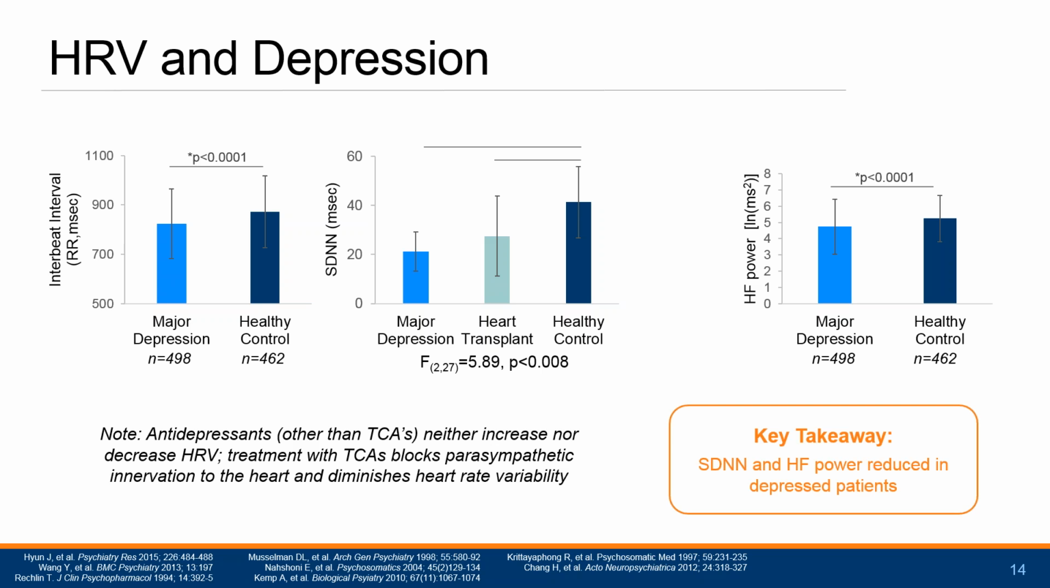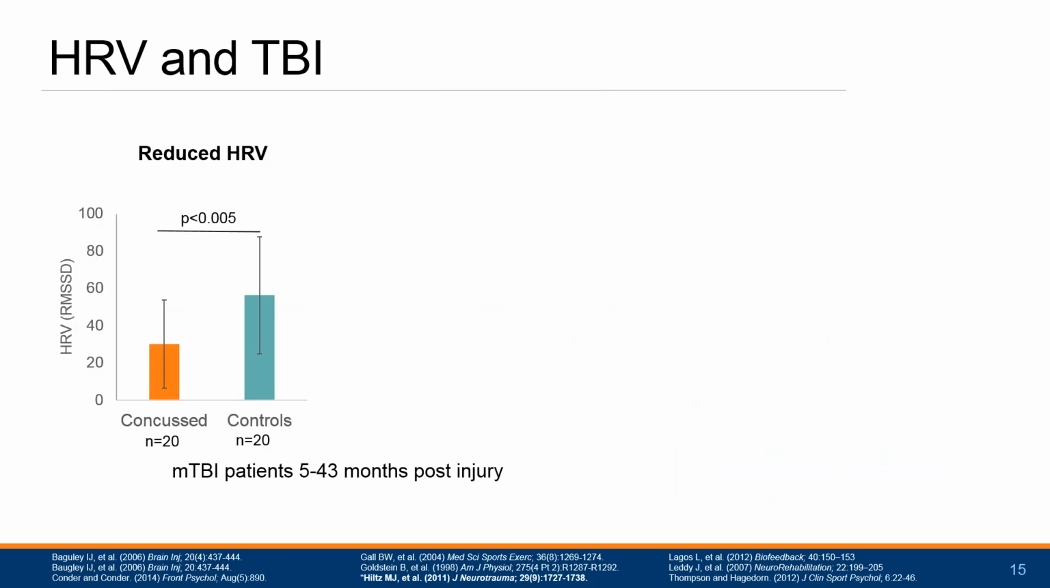So the key takeaway here is that SDNN and parasympathetic power are reduced in depressed patients. So we know, and it's been well studied, that heart rate variability is a great psychophysiological biomarker of major depressive disorder. So moving on now to talk about heart rate variability and TBI, traumatic brain injury.